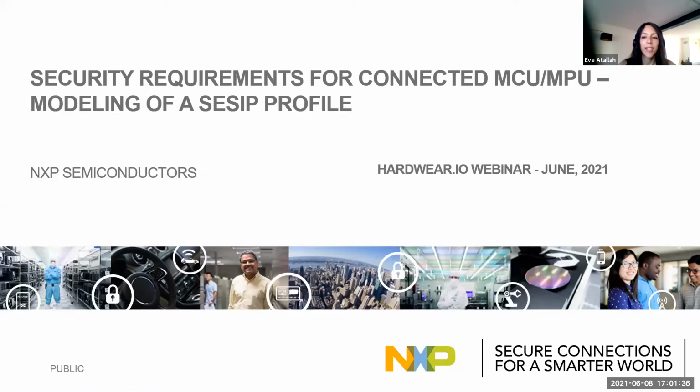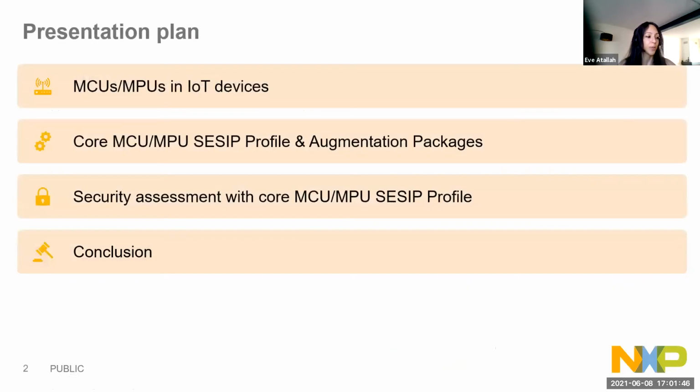I will now show how what we call the core MCU MPU SESIP profile can help raising up the security in the IoT ecosystem. So for that, briefly, we will start with an introduction on MCUs, MPUs in IoT devices, then see the main principles and contents of the core MCU, MPU SESIP profile, and finally have a focus on how the security assessment, and in particular the testing, is done following this profile.